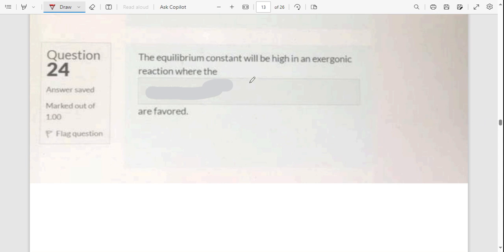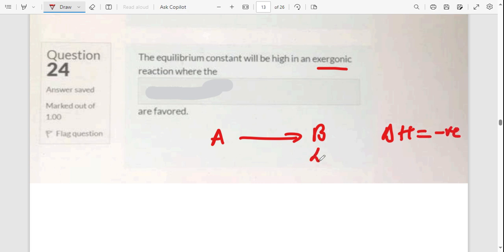The equilibrium constant will be high in an exergonic reaction where the dash are favored. As we said earlier, let's say we have A going into B. For a reaction to be exergonic, it means that delta H is negative. For negative delta H to be seen, it means that the product has low energy while the reactant has high energy, because delta H is the energy of the product minus the reactant.